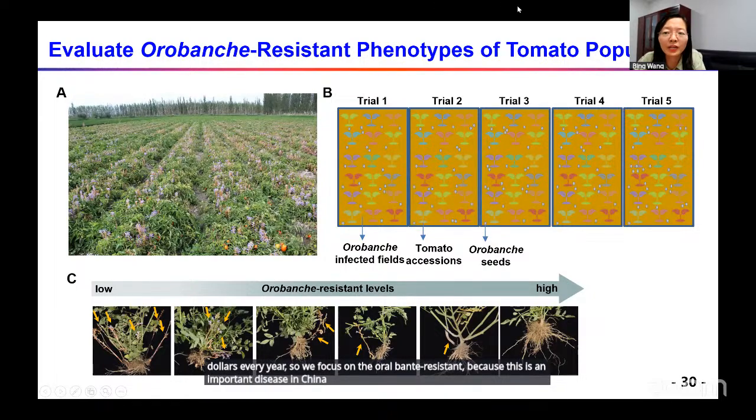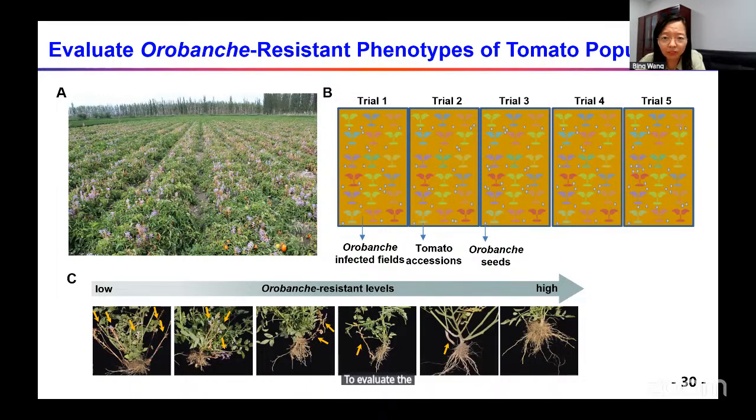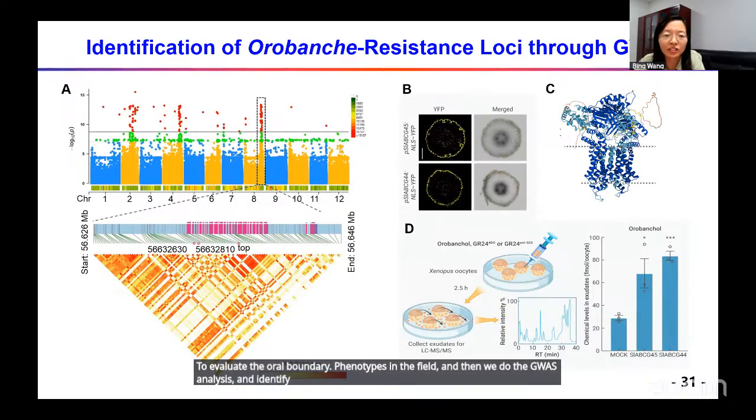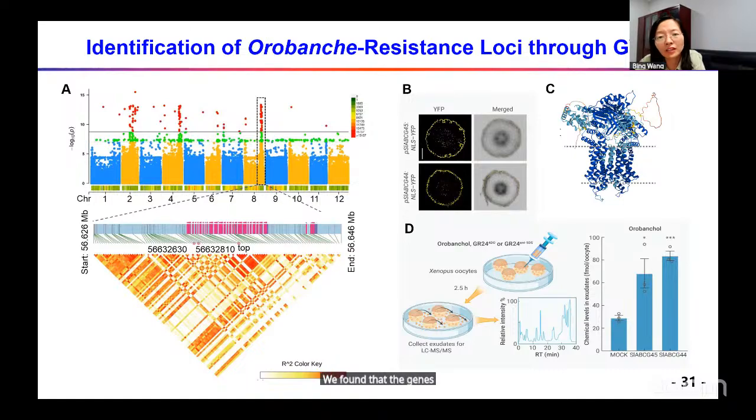So we focus on the orobanche resistance because this is an important disease in China. We use the tomato population to evaluate the orobanche phenotypes in the field, and then we do the GWAS analysis and identify key genes responsible for the orobanche resistance. We found that the gene, in fact, encodes the strigolactone transporter.